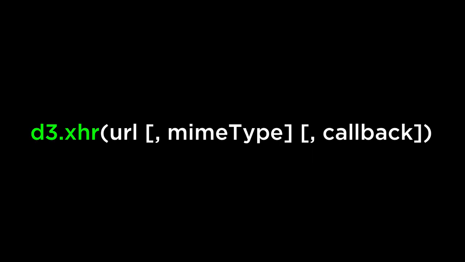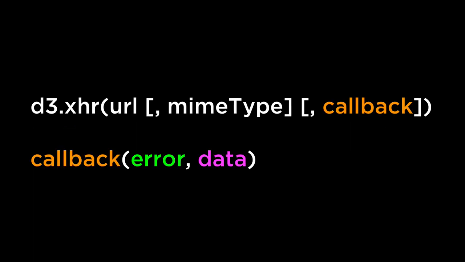D3 Type Specific Requests Revisited. This is the D3 XHR module. It creates an asynchronous request for the URL passed into it. It has an option to take in a MIME type and a callback JavaScript function. The XHR call will invoke the callback function with two arguments, the error and the data. The error, if it exists, is the error for why the request failed. The data is the actual XML HTTP request object. If an error occurred, then the data XML HTTP request object will be undefined.